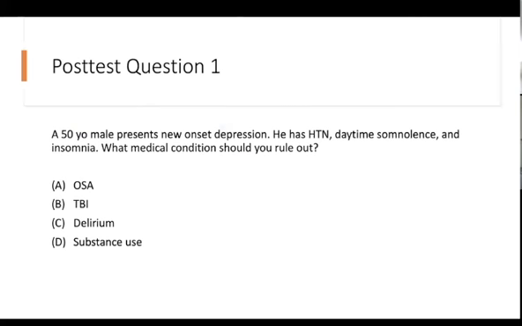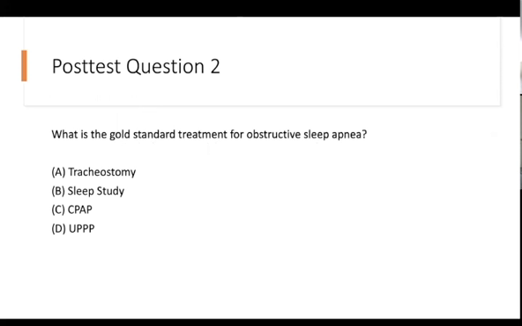So we're done, and we can review some of the things we learned. A 50-year-old male presents with new onset depression. He has hypertension, daytime somnolence, and insomnia. What medical condition should you rule out? Hopefully it's clear that we should rule out obstructive sleep apnea. What is the goal?